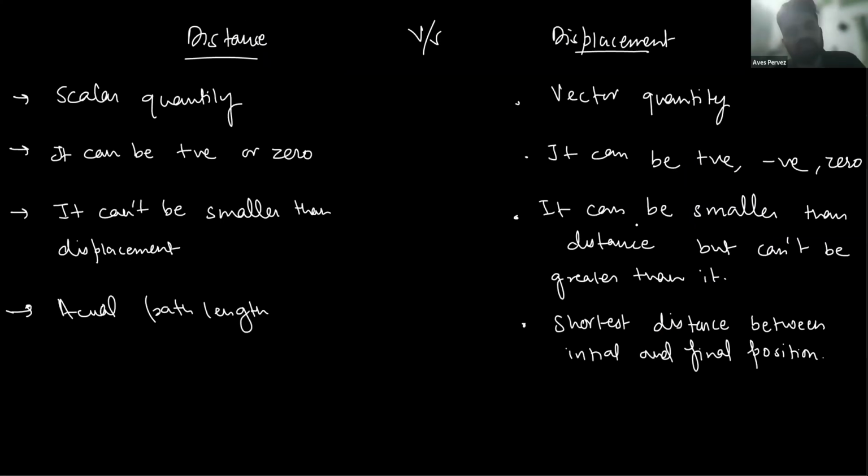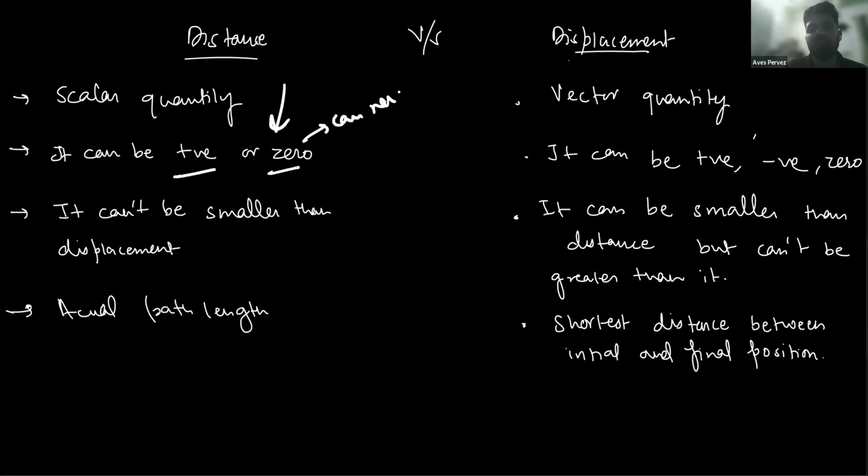Have you noted this? The difference between distance and displacement. Distance is a scalar quantity. Displacement is a vector quantity. It can be positive, negative or zero. Distance can be positive and zero. It can never be negative. Distance can never be negative.